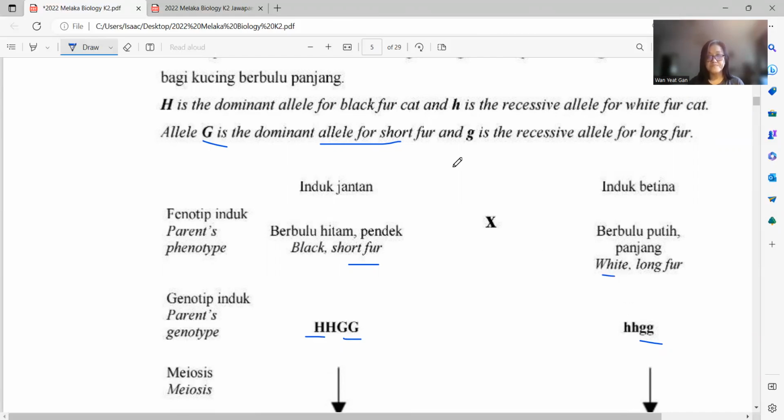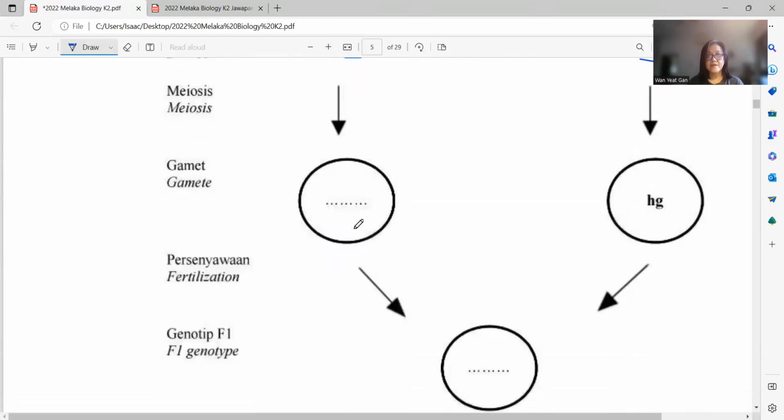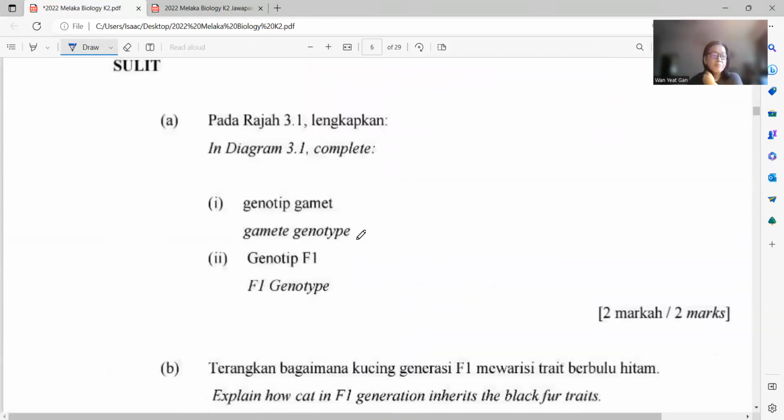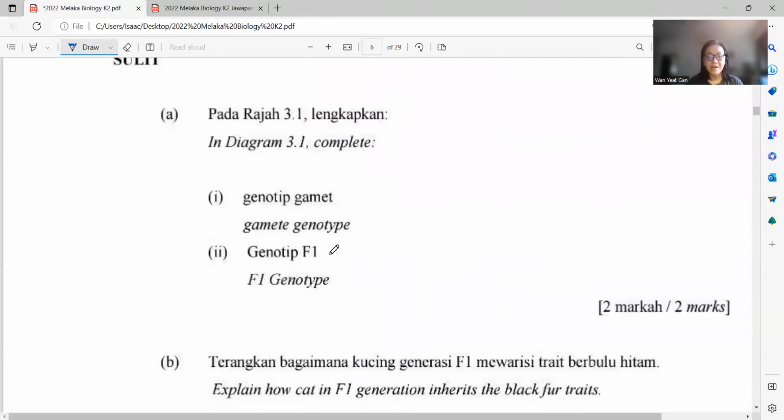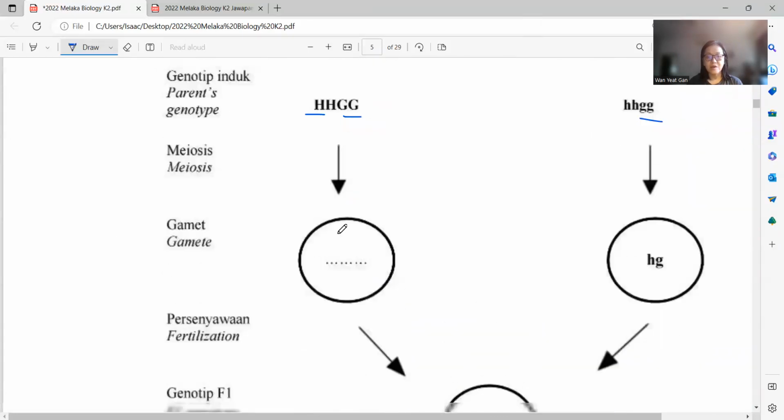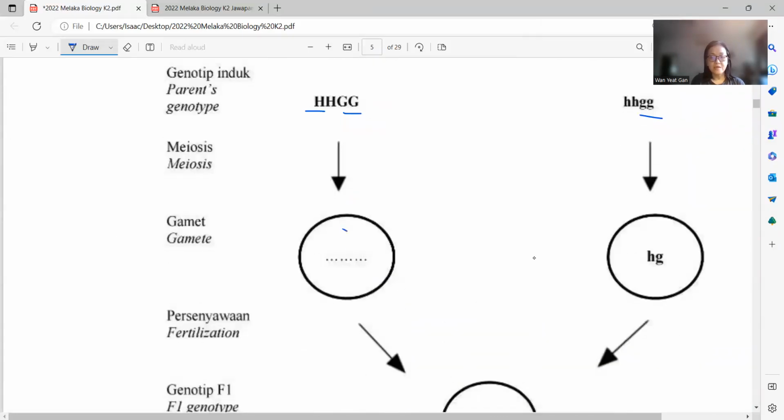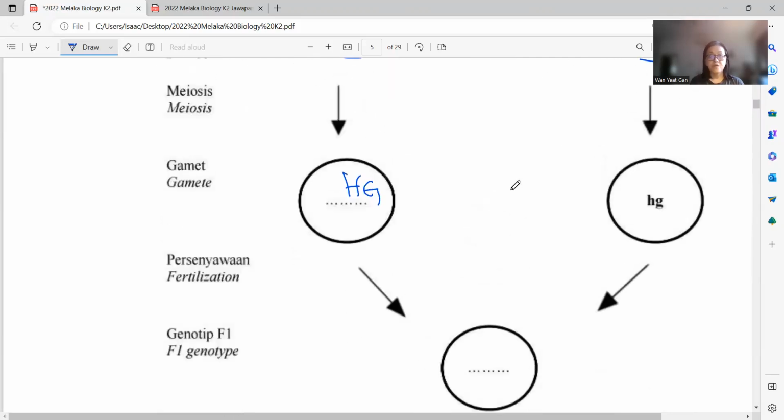Okay, so now complete the diagram by writing the gamete and F1 genotype. So the gamete here is HG, and the F1 genotype is HhGg.